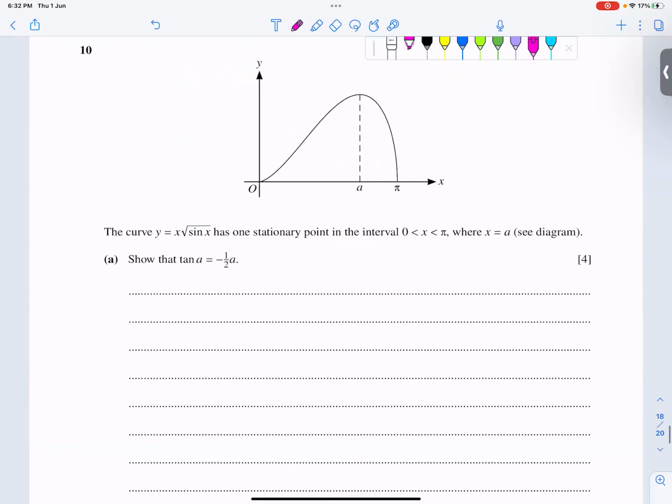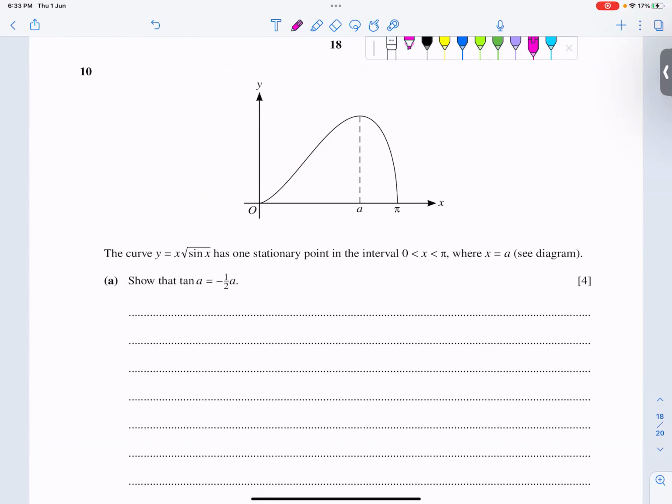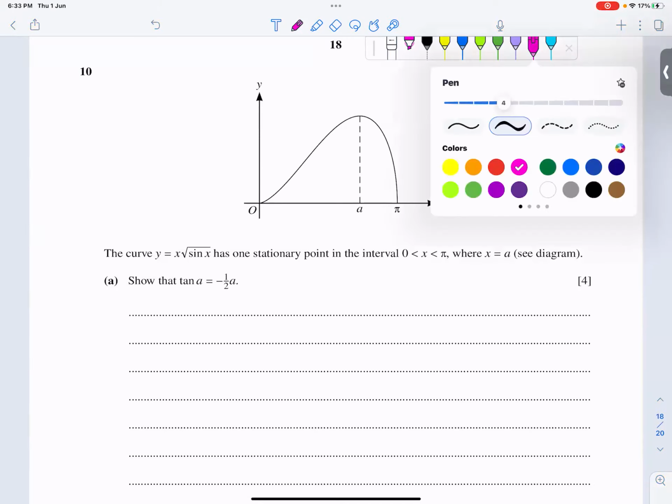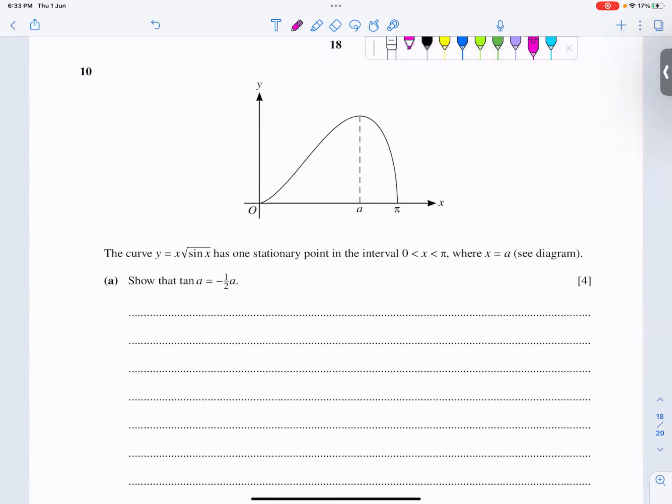Now the last question is about iteration. The curve y is equal to x square root sine x has one stationary point in the interval, where x is equal to a. So at x equal to a, we have a stationary point. What does this mean? This means that if we draw the tangent here, its slope will be 0. So dy by dx is 0. Now take the derivative.